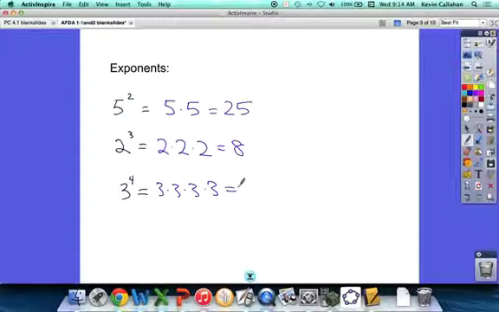Who can do that one? 81. Again, we're not using calculators in here. If you have trouble with that, then sit down and do the calculation. Get practice doing computations. You'll get credit for it. Exponents.